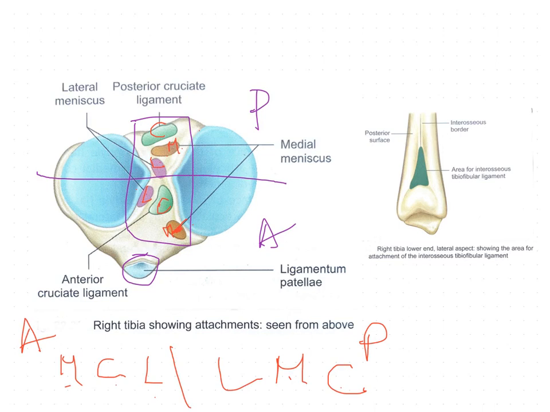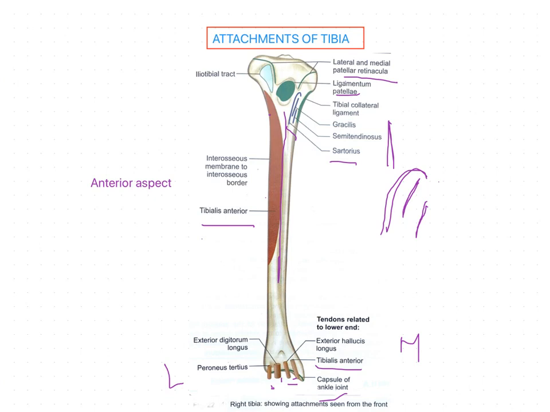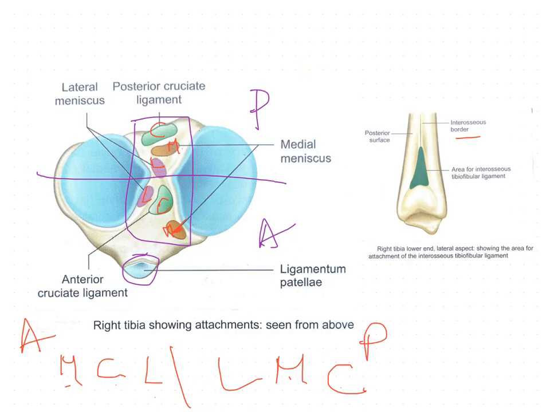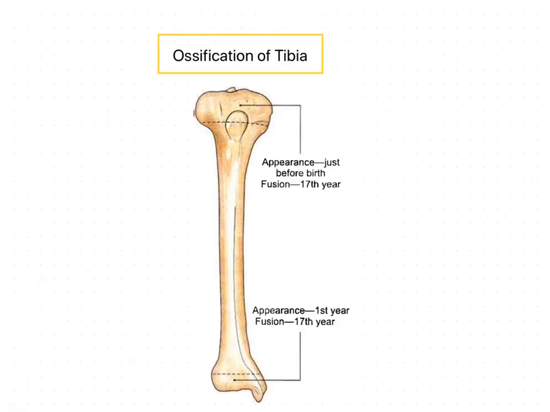If you see the lower end of the tibia, you can find an area for the interosseous tibio-fibular ligament as well as the interosseous border. So we have finished the structures which are attached on the anterior aspect of the tibia, and next one is the posterior aspect of the tibia and upper end of the tibia. Now we will move on to the ossification of the tibia.